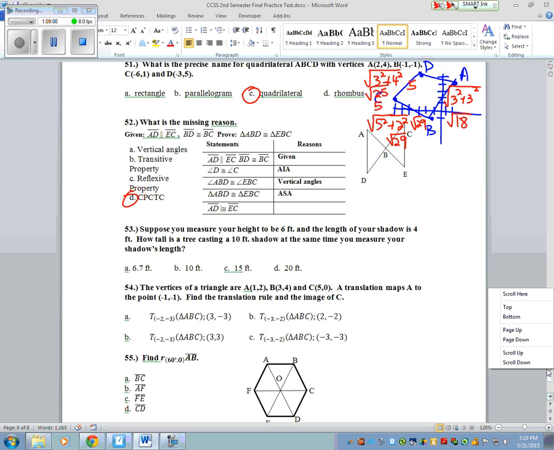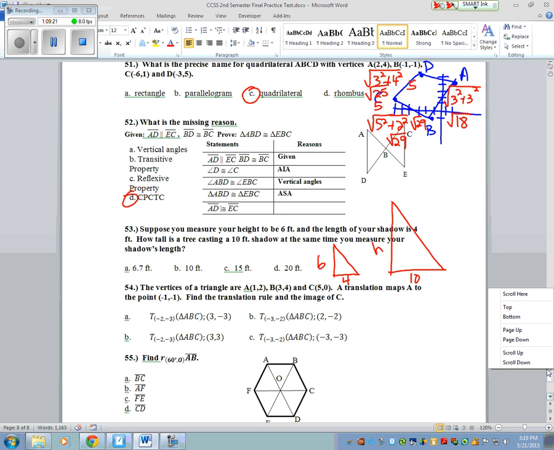53, it says, suppose you measure your height to be 6 feet. So here's me at 6. And the length of your shadow is 4 feet, so not quite as long as my height. And then we have a tree that's casting a shadow of 10 feet, and we want to find the height of the tree, h. Does that look familiar? Yeah.